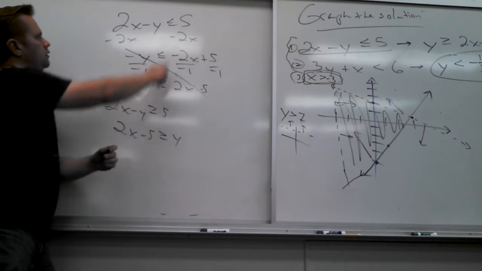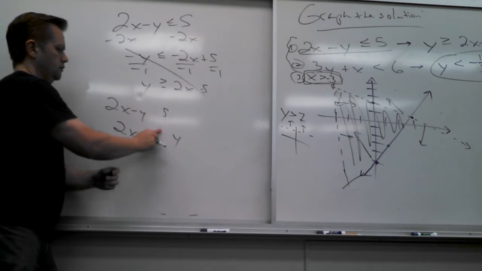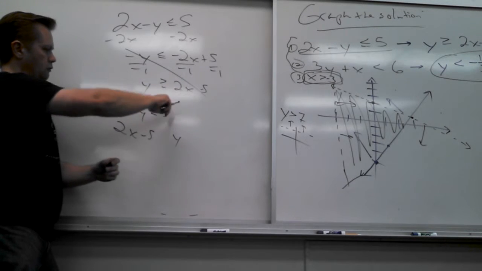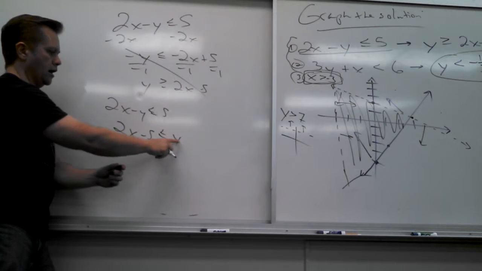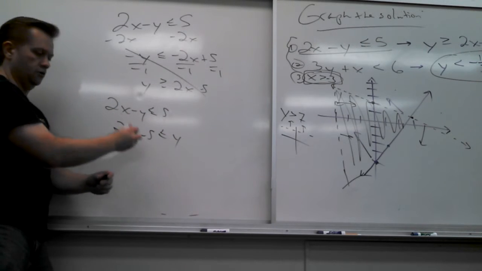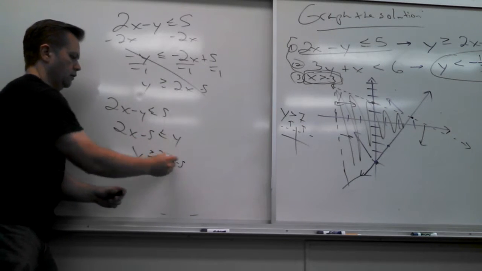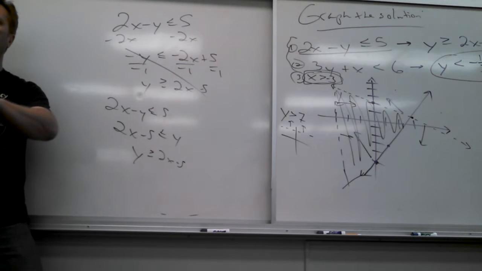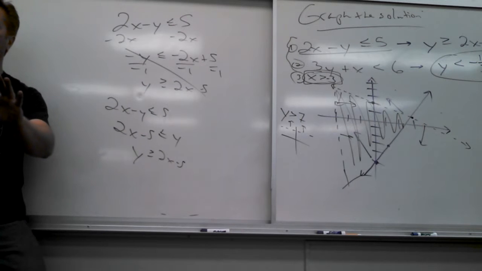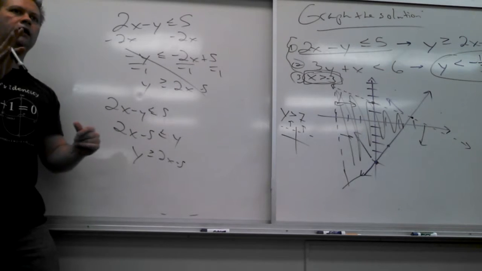Did it start off as greater than? No. That's what's thrown off. So here's the original one. I add the y, subtract the 5. Now if I read it this way, what's it say? Y bigger than 2x minus 5. Don't do it that way if it's confusing, but that's the way I always do it, so I don't have to do negatives. But I hope that explains it.